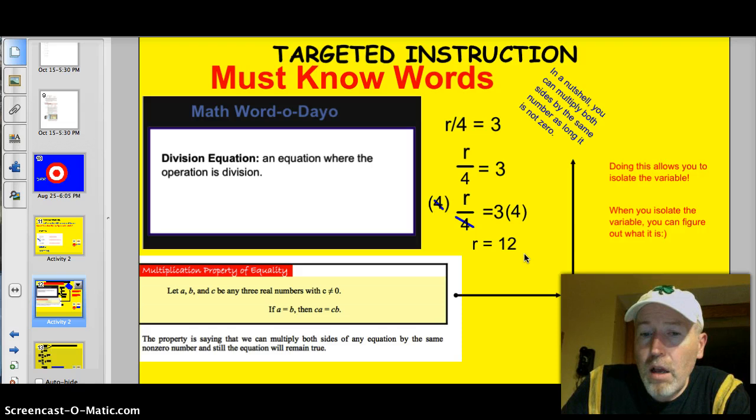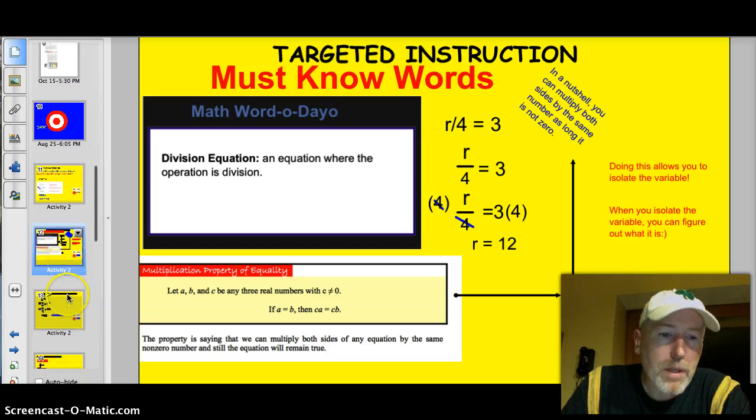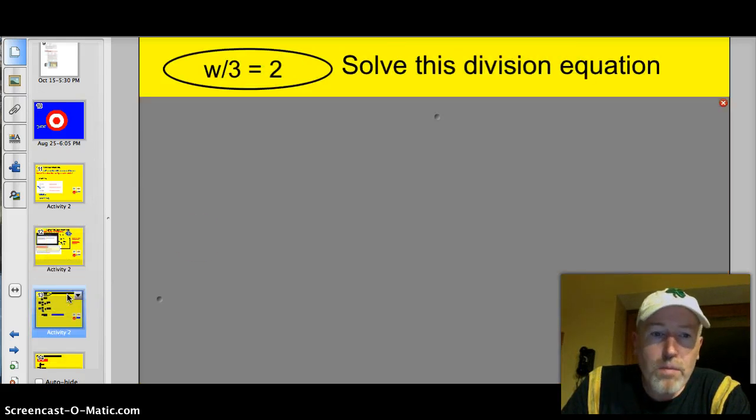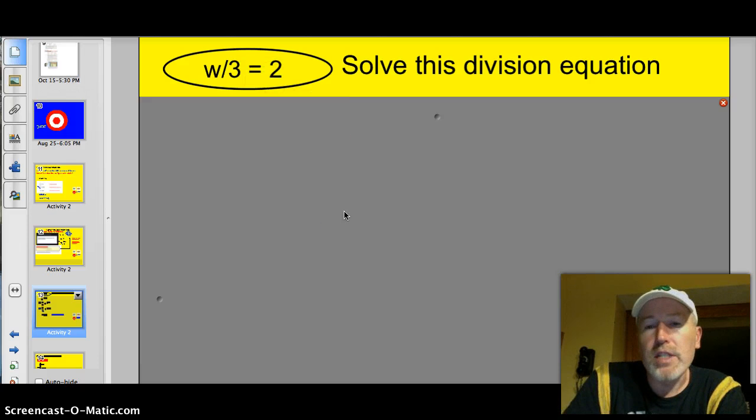Not bad, huh? I think you can handle it. Substitute the 12 back in. 12 divided by 4 does equal 3. I think it's time for you to try one. We'll start off kind of slow. Here we go. Something over 3 equals 2. Give it a shot. See if you can solve this division equation.